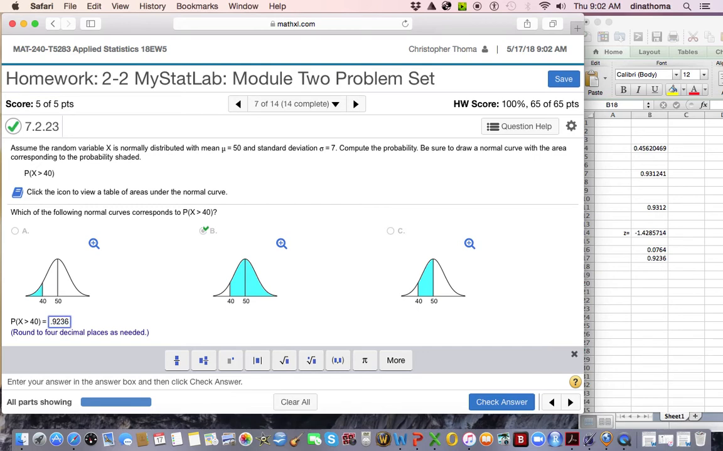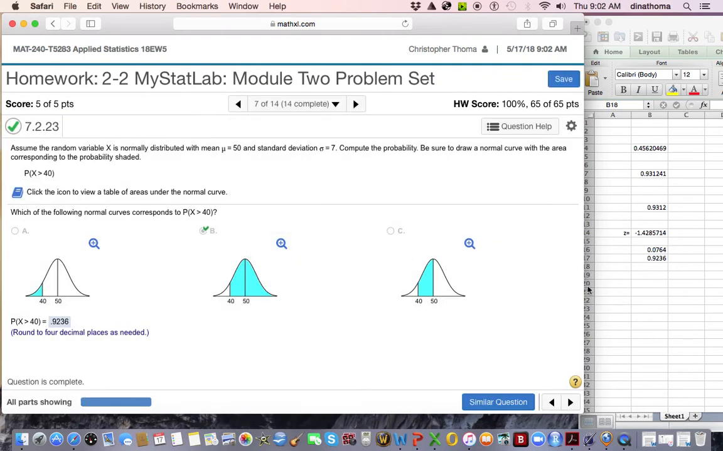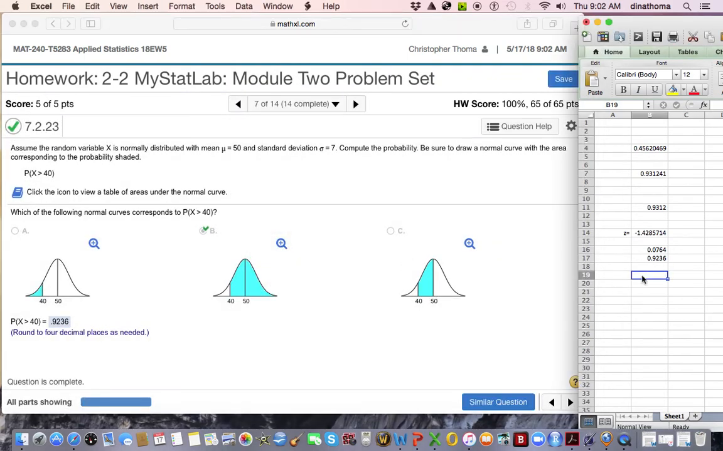0.9236. I said the numbers wrong, sorry. 0.9236. Check answer. Now, this is why I like using technology. That whole formula, the Z formula, is so you can use tables. We have technology now. We don't actually need to use tables. We can just use technology.